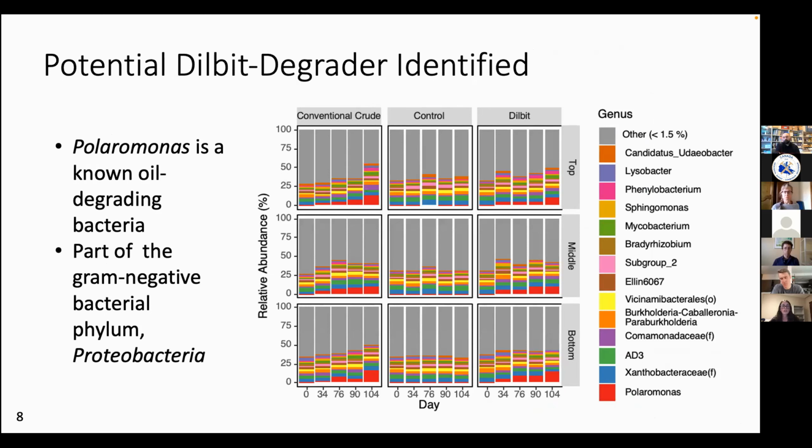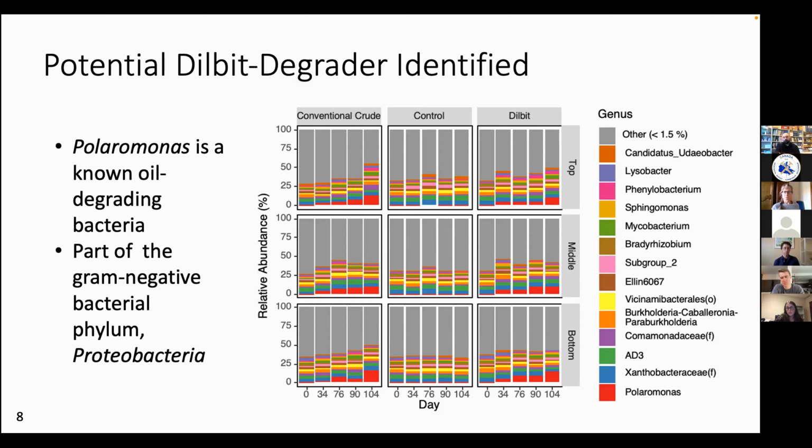So we can see on the y-axis the relative abundance of each of the genera that were present in the samples. Each of these columns represents a different treatment. Each of the rows represents the core depth going from the top to the bottom. And we can see as the exposure progressed in each of these samples, the red section gets bigger and bigger. This red section represents the bacteria Polaromonas. And we see in conventional crude and dilbit, it shifts to becoming the dominant bacteria, but in the control, we don't see any change at all.